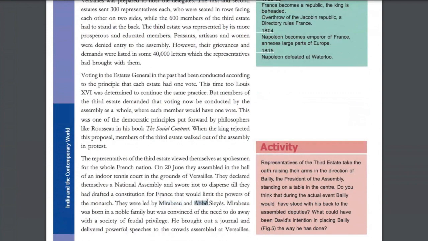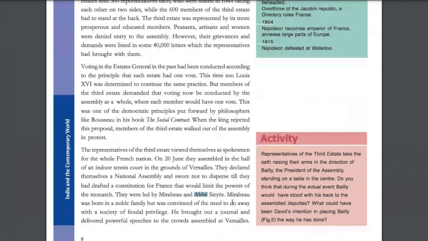They were led by Mirabeau and Abbé Sieyès. These are two important personalities which we read about in this chapter. Mirabeau was born in a noble family, but he was convinced of the need to do away with the society of feudal privilege. So he thought that the first and second estate should not exist, all the taxes must be borne by everyone, and everyone should have an equal participation in the building of a nation.